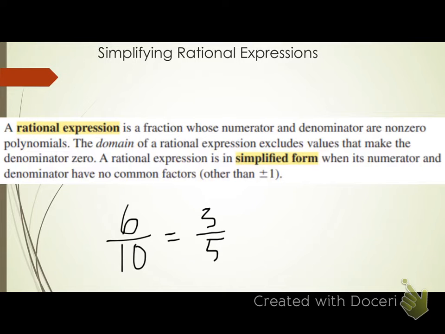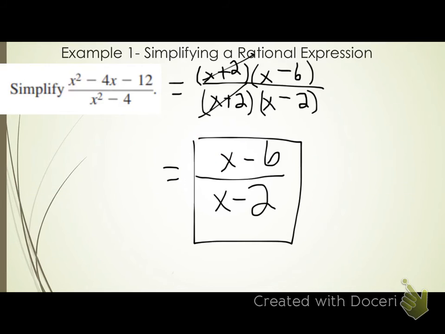What does it say about my domain? It excludes any x values that make the denominator 0. So let's go look at my denominator. What values of x would make my denominator 0? 2. So x cannot equal 2. Any other values? We're just looking at the denominator. Not 1.